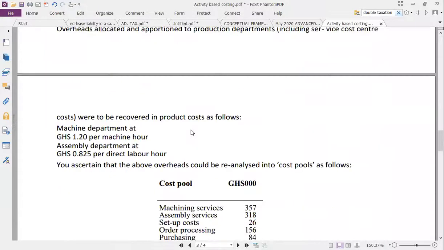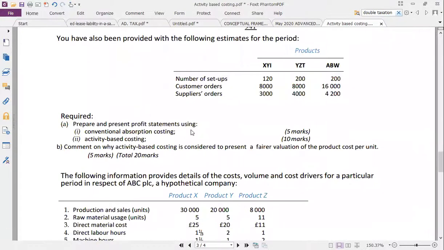The B states that, comment on why activity-based costing is considered to present a fairer valuation of production cost per unit. Why is activity-based costing fairer? It is fair because the absorption is based on the actual activity level or the work performed on the product.